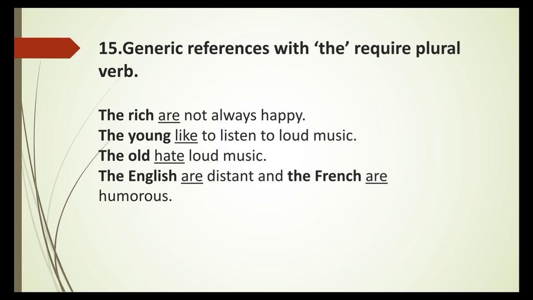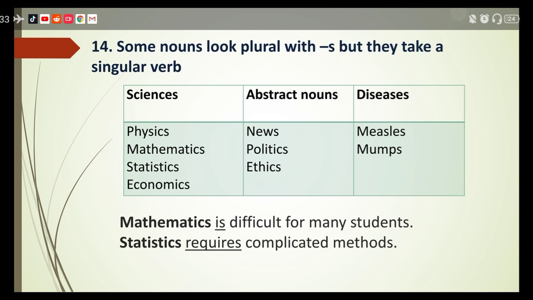Okay, rule number 15. Ito, generic references naman tayo. Meron kasi tayong tinatawag na generic reference in subjects wherein plural yung kailangan nilang verb, pero parang singular sila. Let's say, for example, the rich. Ayan. So, in our example here, okay.